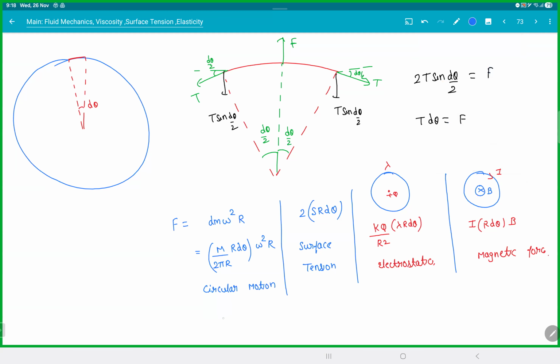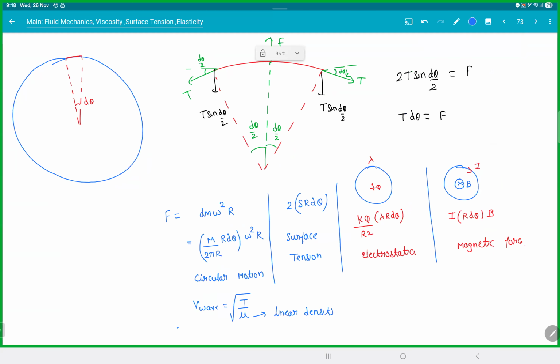Once you got the tension, if you want wave speed, v wave will be root over T by mu. Mu is nothing but mass per unit length, lambda. But be careful. This is with respect to the ring. This is not in the ground frame. That means you'll get two possibilities now. When you generate a wave here and here, this guy will have a speed of v plus r omega. This guy will have a speed of v minus r omega, where v is that wave speed in the ground frame.